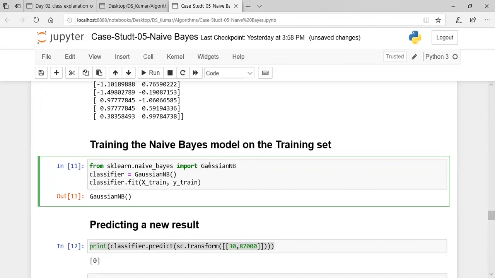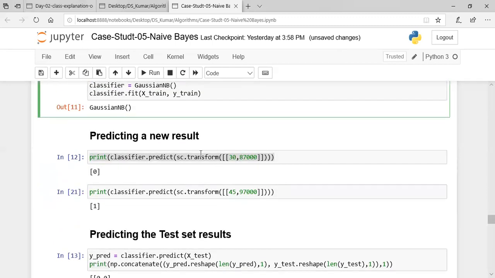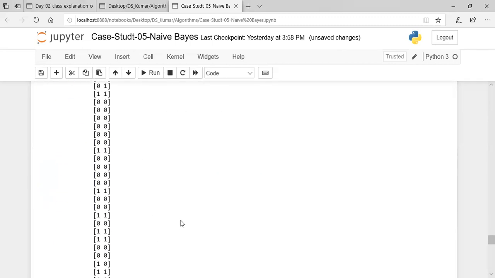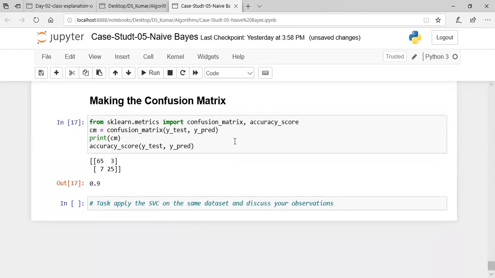You just need to change this algorithm, and thereafter you come up with the confusion matrix, the accuracy score, and the classification report. Both the things you can apply, and you can compare these two. You can take this as a case study. I have applied naive bayes on top of the data set that I'm having.